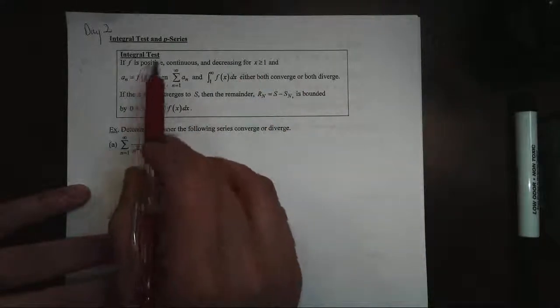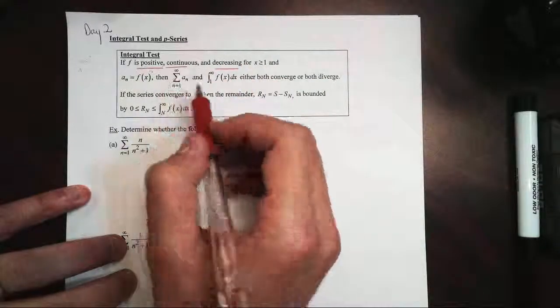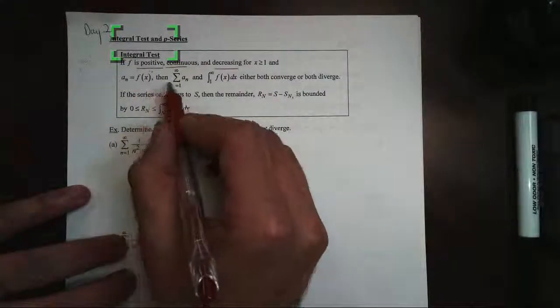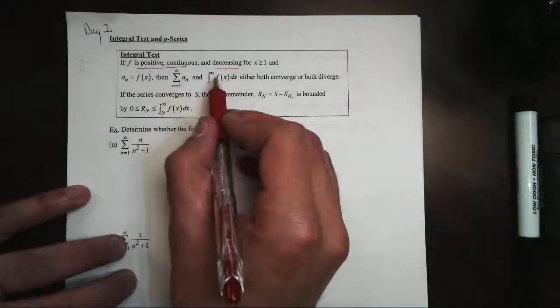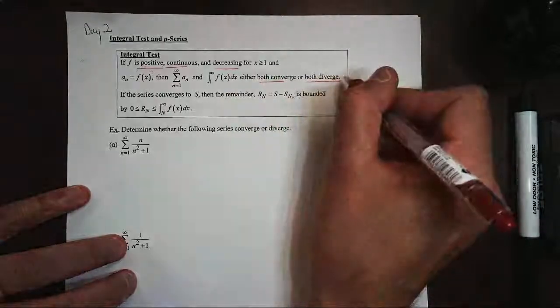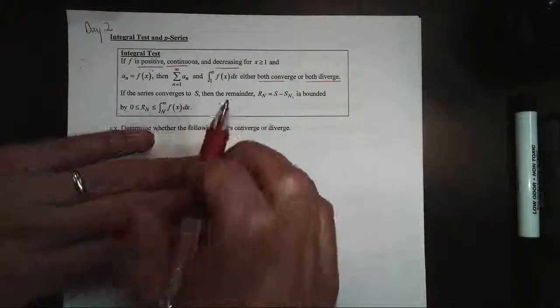It says if a function is positive, we'll talk about why that is, continuous and decreasing for any values greater than 1, and we can let a function equal a summation, then the summation and the integral itself from the summation will either both converge or both diverge. Now, what this is kind of telling us is the following.